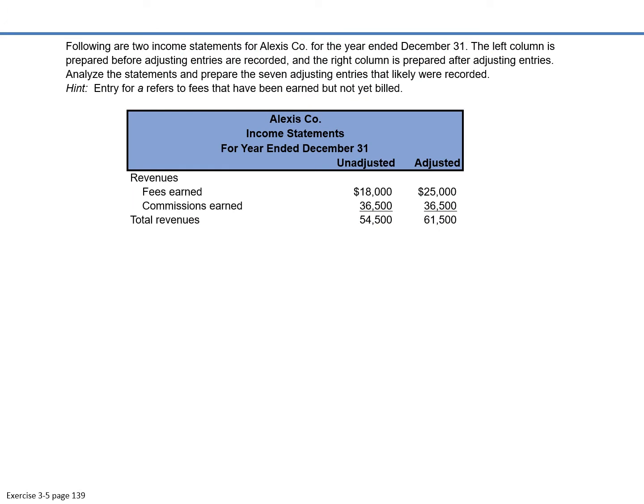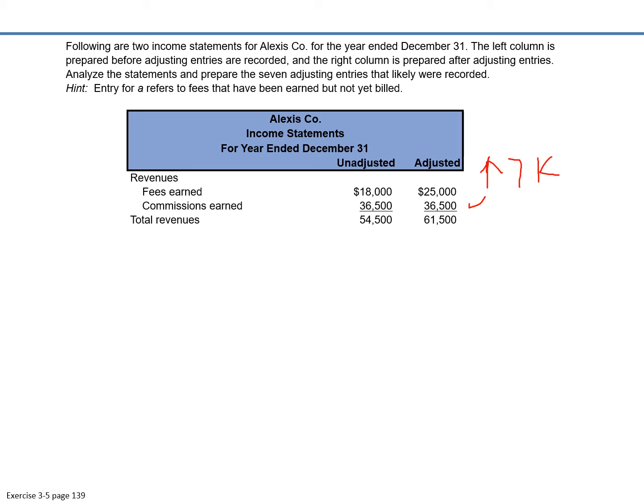If we look at the revenue section of the income statement first, it looks like commissions earned hasn't changed at all, so there's nothing to look at there. But fees earned have increased from 18,000 to 25,000. That's an increase of 7K, right?